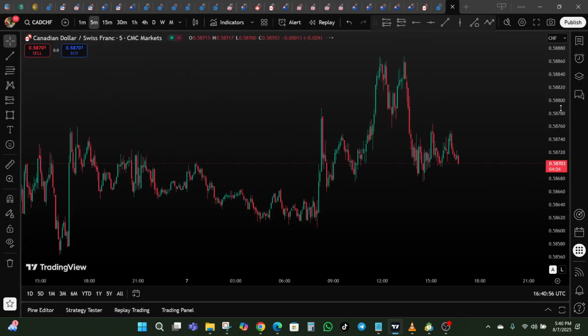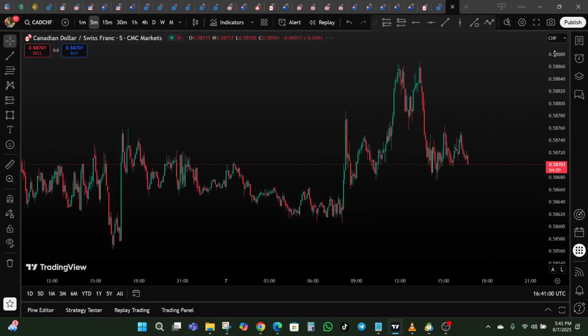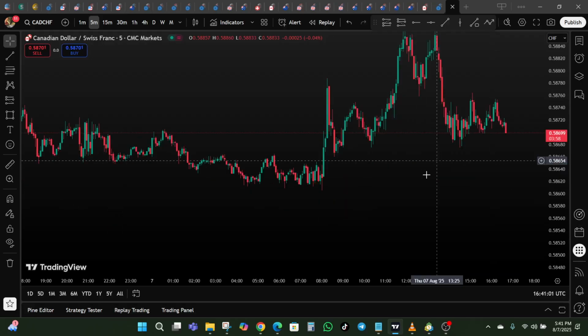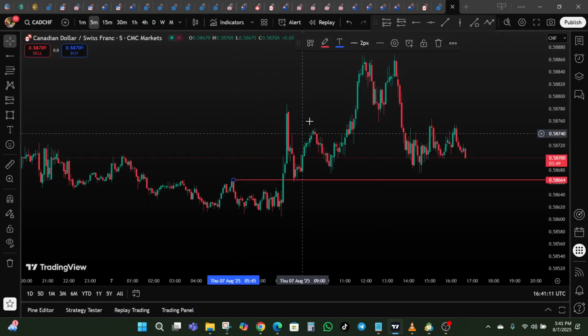Once you identify clear institutional zones, let's say for example we're going to be looking for an order block. We actually had a break of structure here, right? We had a break of structure around here. So what was the candle that led to that?